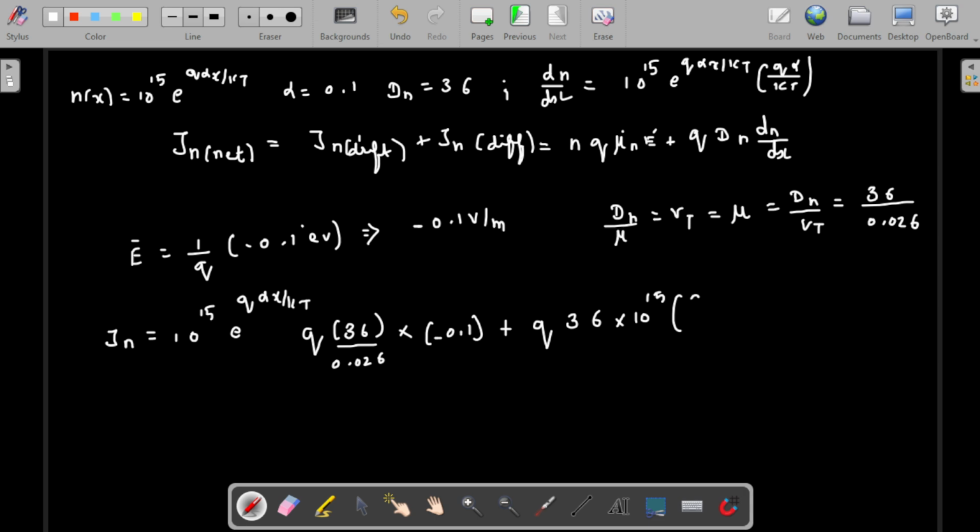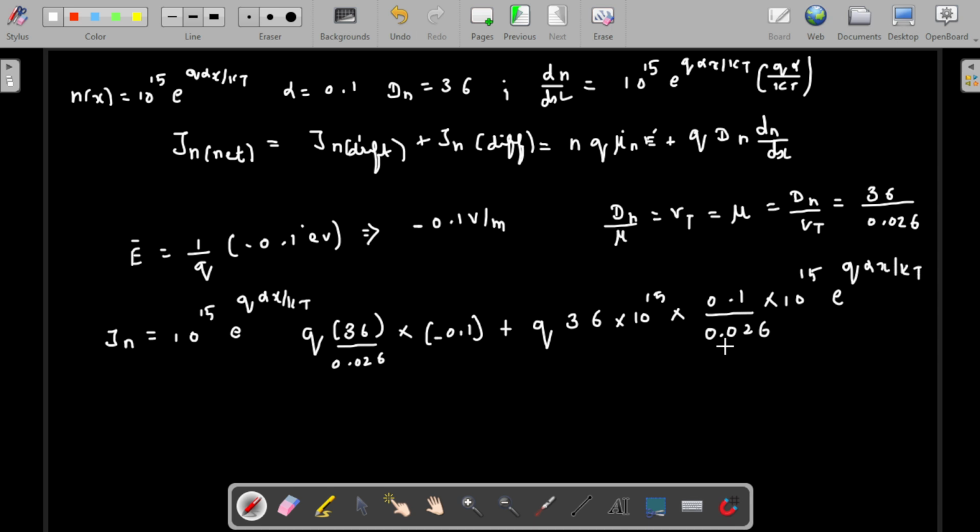Let me bring the constant before. So q alpha is equal to q, I am keeping as it is, but I am applying the alpha. q we know, that is already there. So q by kT will become 0.1 divided by 0.026. So I am writing over here that into 0.1 divided by 0.026 into 10 to the power 15 e power q alpha x divided by kT.